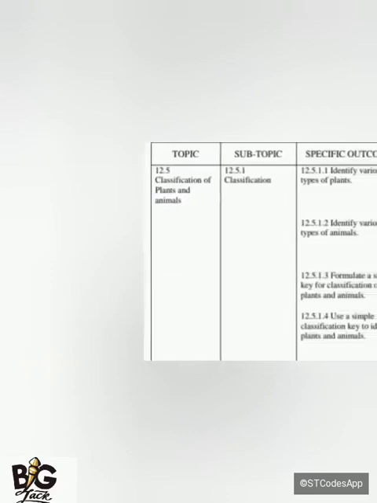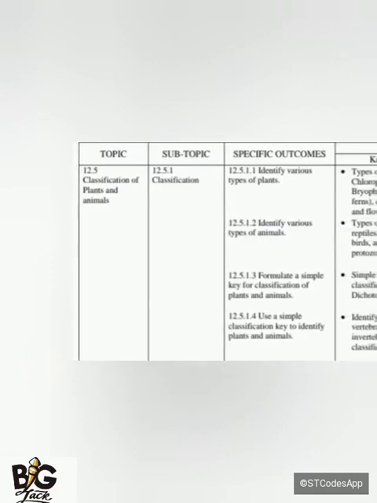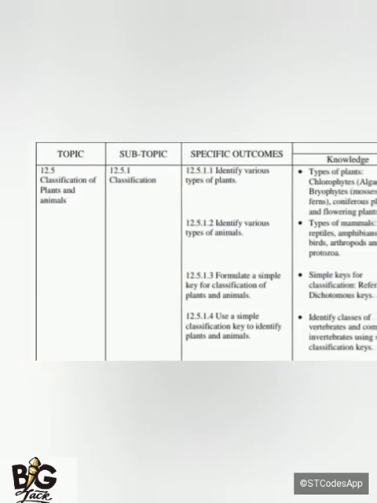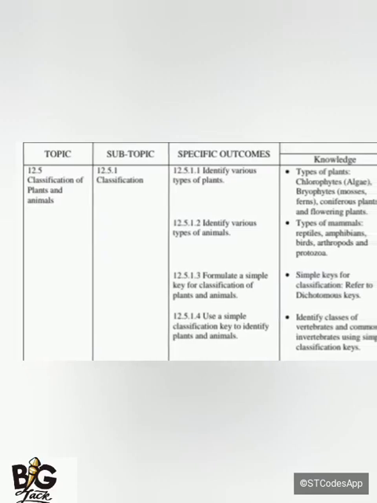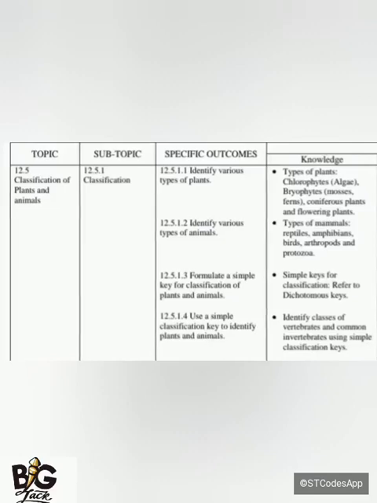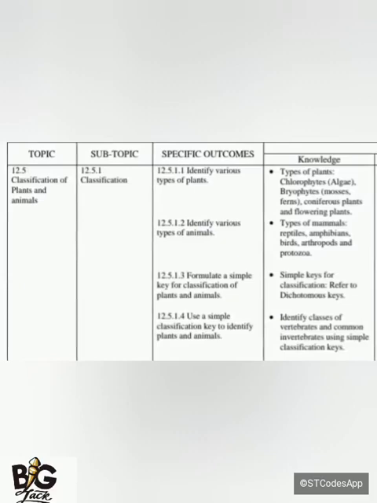The next one is the classification of plants and animals. This topic here is very, very important. In an exam, they can ask you to identify various types of plants. What they mean is you need to identify the chlorophytes, for example the algae. Apart from that, you need to identify also bryophytes. As for bryophytes, you need to give them moss.